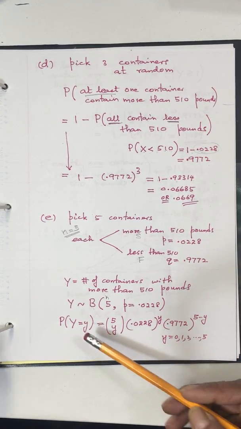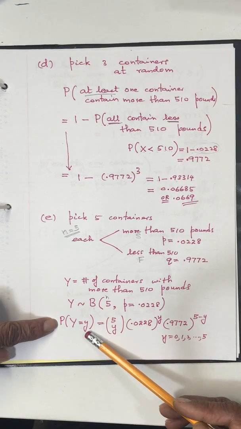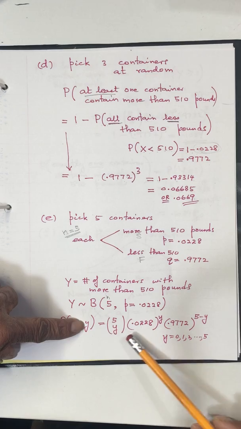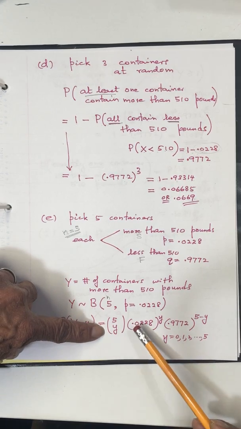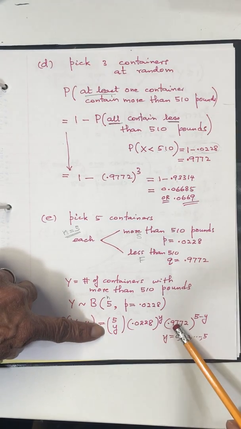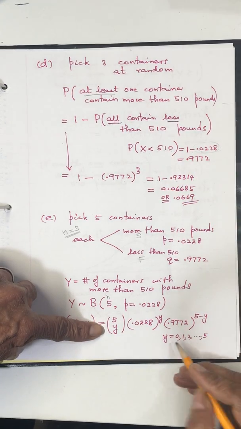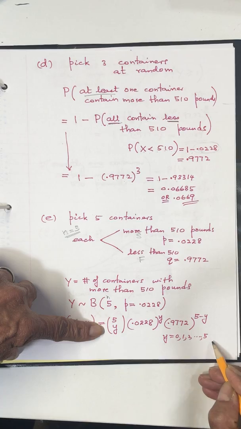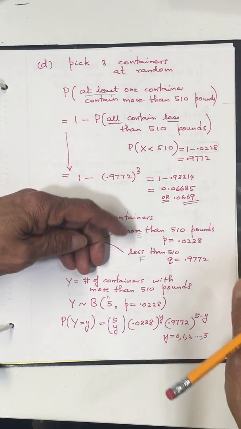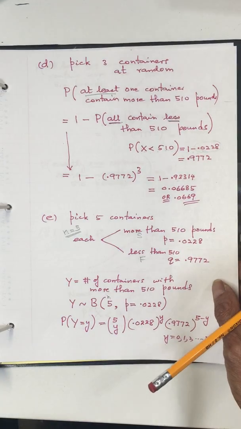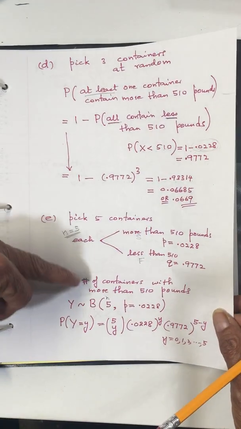0.0228. So the probability that Y equals y is 5Cy, the combination formula, p to the power y, q to the power 5 minus y, with possible y values 0, 1, 2, 3, 4, 5. So this is a binomial distribution now, and we are going to use this to answer those questions.